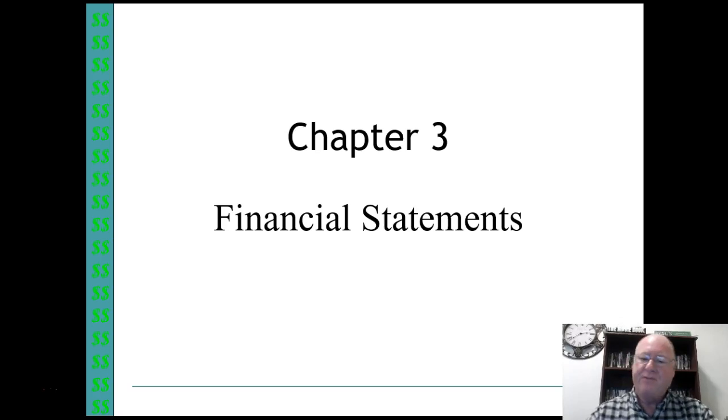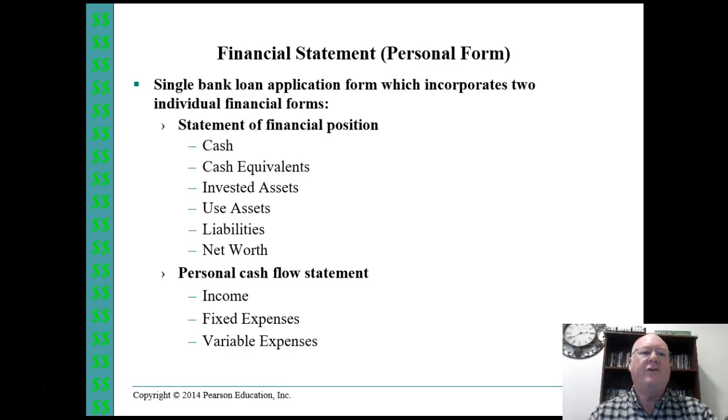So let's look at, for an individual, the financial statements and items that you might be looking at, especially if you are applying for a bank loan. A bank loan application form would basically be incorporating two individual financial statements. One of them is a statement of financial position. Sometimes you will hear that referred to as a balance sheet, and we'll talk about these component pieces in just a few minutes.